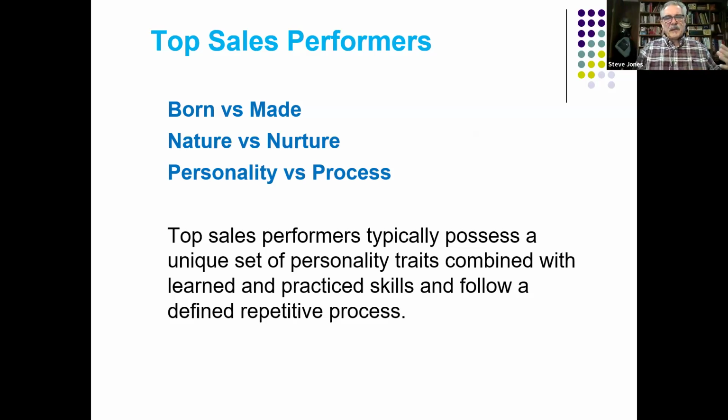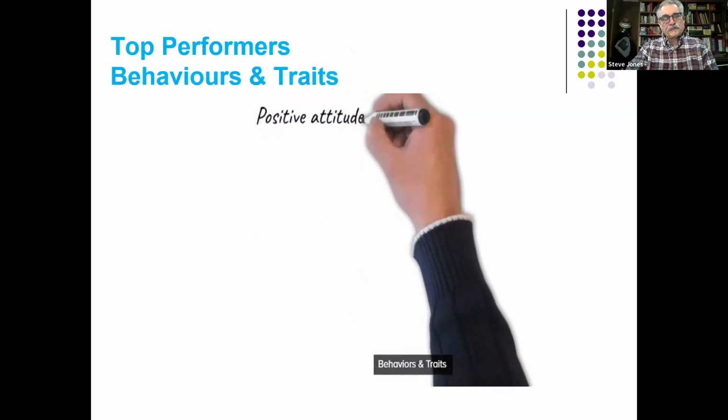So top salespeople typically possess a unique set of personality traits that are recurring and predominant and predictable in their personality. And then they combine these born nature and personality traits with a practical set of skills that they learn and that they can follow in terms of a sales process. And then they become repetitive and become better and better and better as they do it.